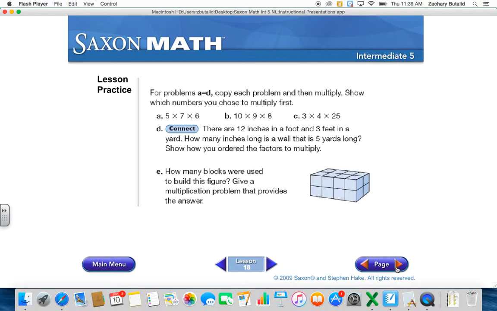And E, remember we are counting the blocks. You give a multiplication problem that proves the answer. Look, on the top there are 2 rows, and how many rows across, and how many on the sides. You may use that to show a multiplication problem. That is going to be your lesson practice for tonight.